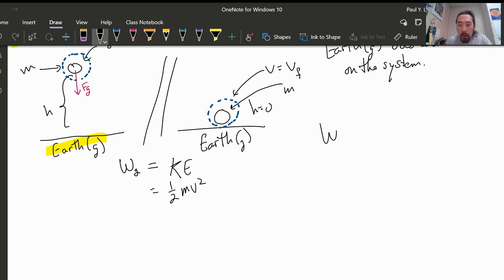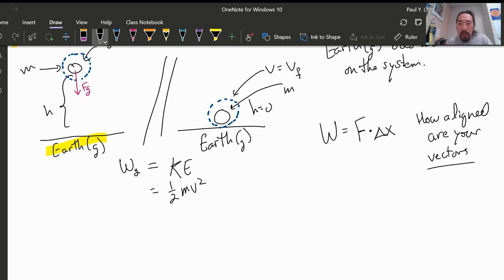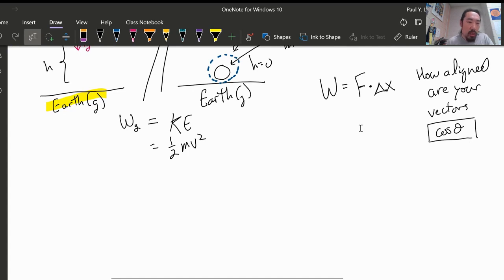So the formula for work, I'll do it over here, is force times, I do times with a dot, this is what we call a dot product, times delta x. When we multiply using a dot product, this tells us how aligned your vectors are. Mathematically, what this tells us is that we're looking at the cosine vector components. How aligned are your vectors? We'll go a little bit more into that later, but let's just finish up the formula.